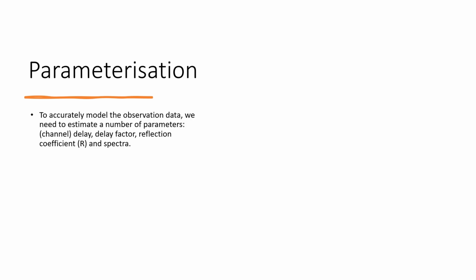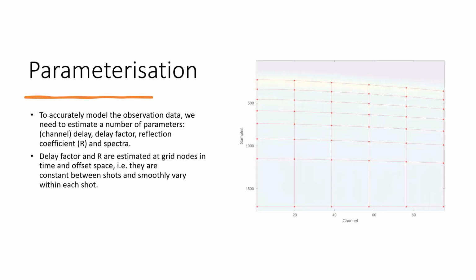Now, the parameterization. To accurately model the observation data, we need to estimate the channel delay, the delay factor, reflection coefficients, and the spectra. And delay factor and R are estimated at grid nodes in time and offset space. And they're constant between shots and smoothly vary within the shots. So the grid points are more densely spaced towards the upper part of the trace.